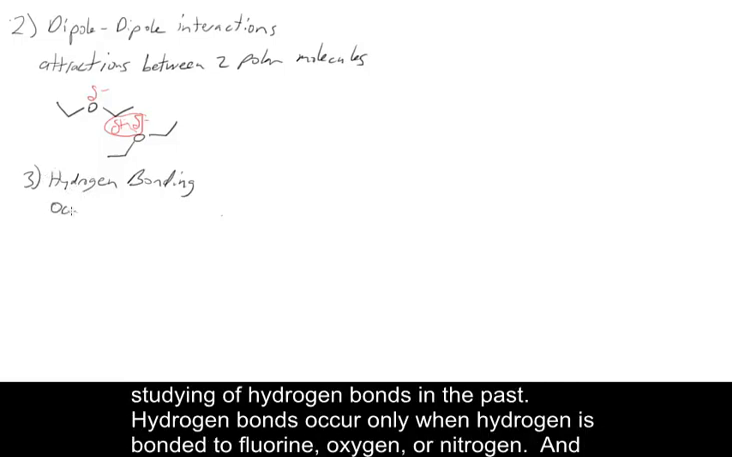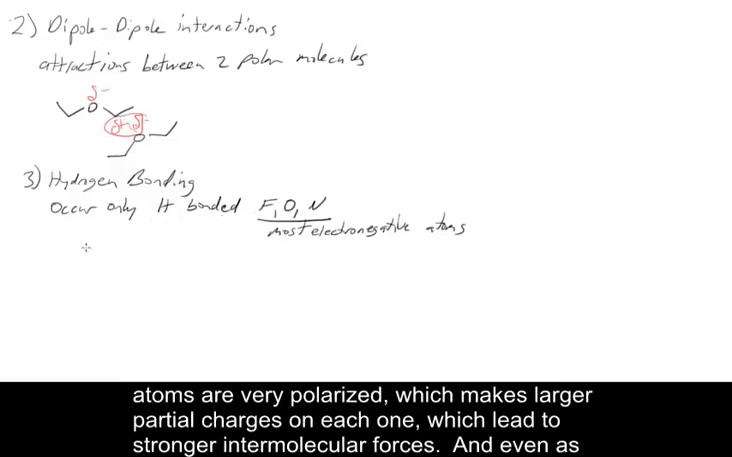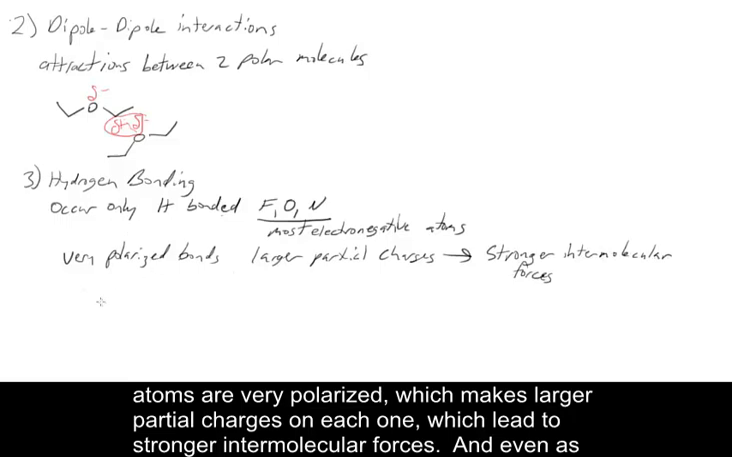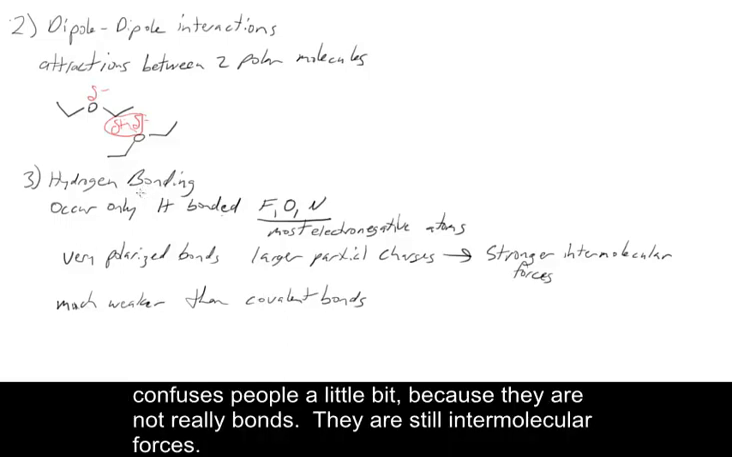Hydrogen bonds occur only when hydrogen is bonded to fluorine, oxygen, or nitrogen. And the reason why is that these are the most electronegative atoms. So because of that, the bonds between hydrogen and those three atoms are very polarized, which makes larger partial charges on each one, which lead to stronger intermolecular forces. And even as strong as these are, it's important to note they're still much weaker than covalent bonds. Calling them hydrogen bonds sometimes confuses people a little bit because they're not really bonds, they're still intermolecular forces.